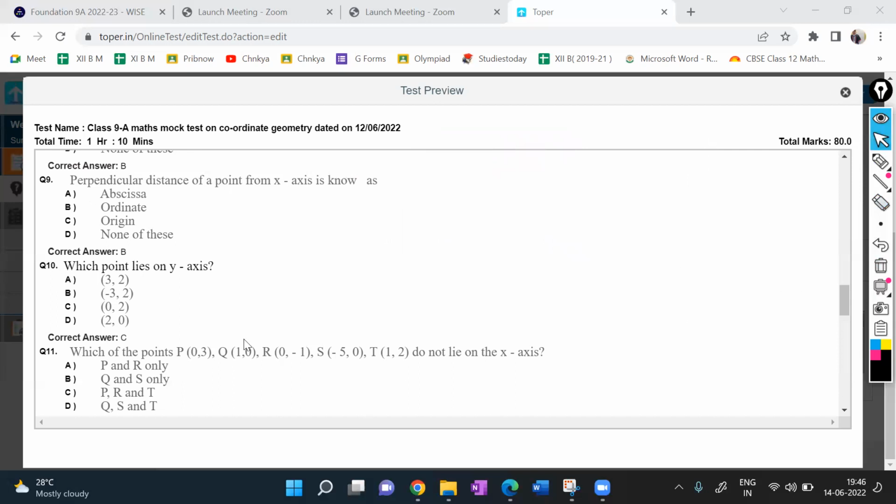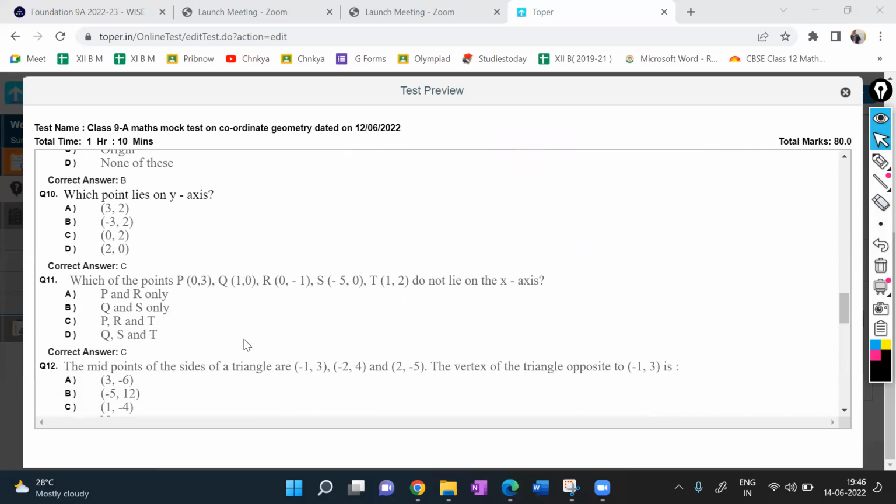So this one is (0, 2). Which point lies on the y-axis? (0, 2) lies on the y-axis. Look at this here. Let me draw every point. (3, 2) will be somewhere here, 3 here, 2 here. (-3, 2) would be somewhere here. I'm just drawing a rough diagram.